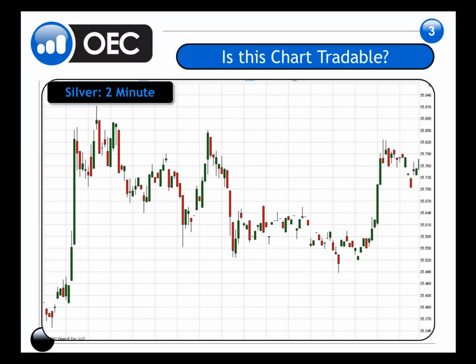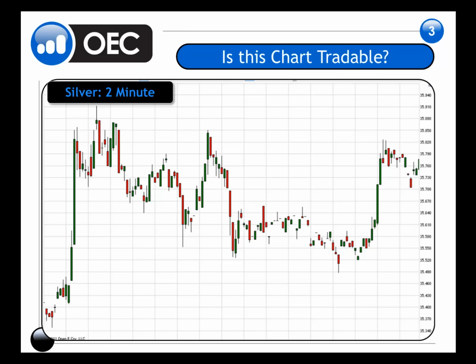As an example, let's take a look at this 2-minute chart on silver. Now, based on some of the things I've been talking about, I hope none of you would consider trading this chart. Let me just walk you through the reasons why. Some traders may view this as a good ranging chart and then look to trade the price action between the high and low of the range. But there really isn't anything good about this chart at all.